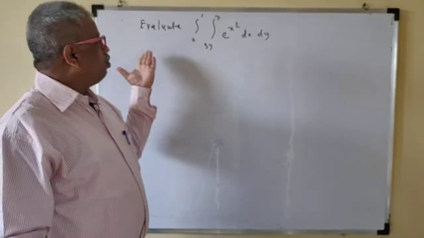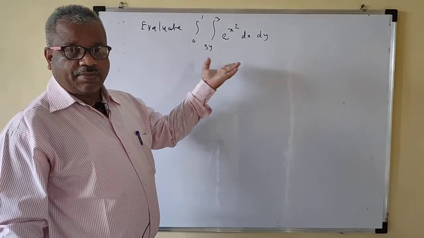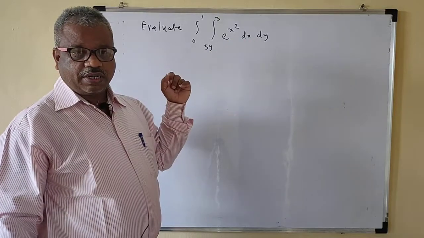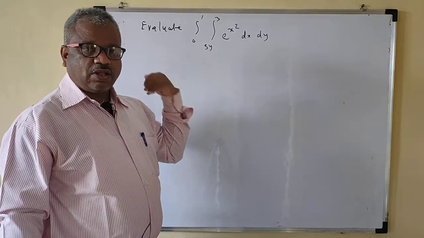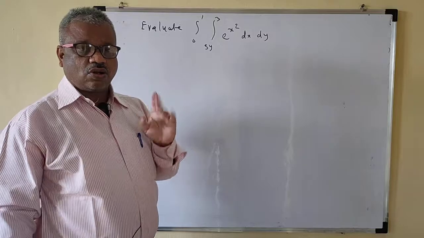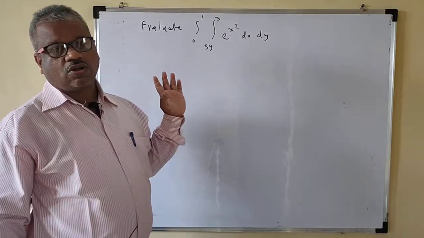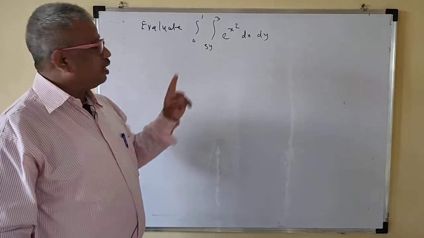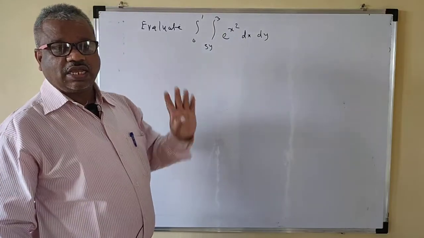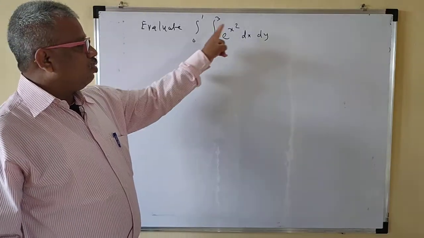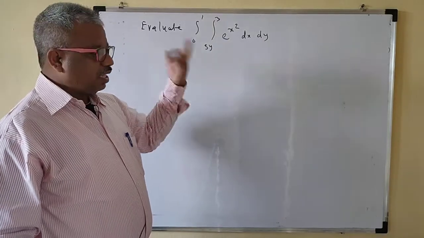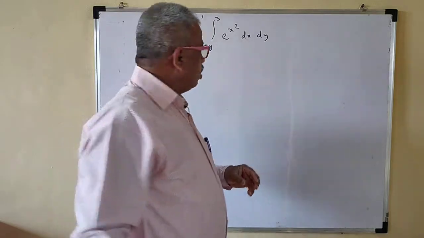Now the problem only says evaluate; the command to change the order of integration is not given to you. Whether it is given or not, you need to change the order of integration. Without changing the order of integration, you cannot solve this problem. So we first change the order of integration, because this function is easily integrable with respect to y. Then we will evaluate this.